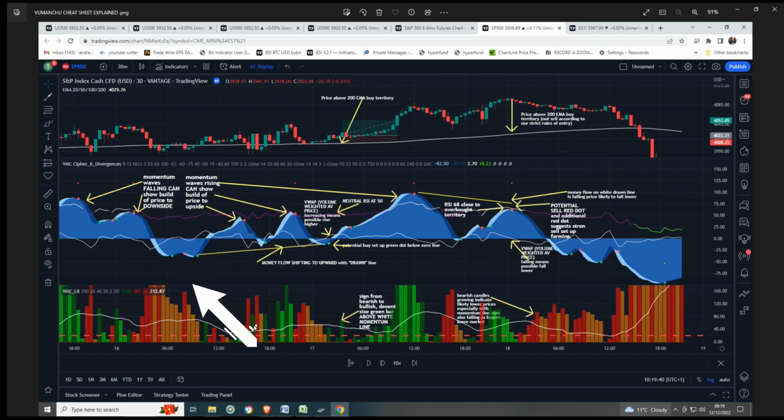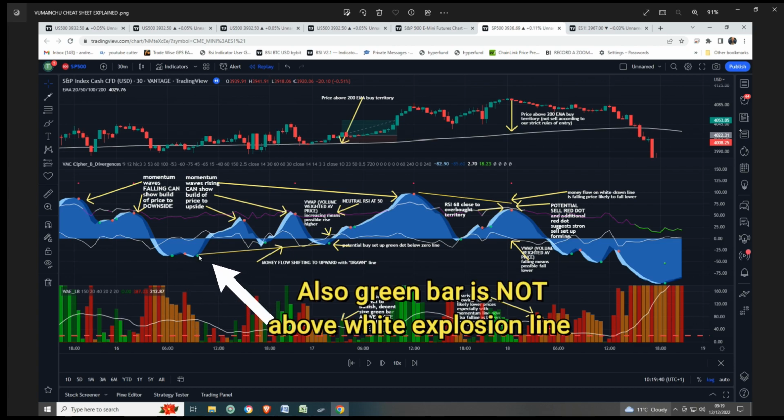It's pretty clear from this that that green dot is not a buy signal, because we've got massive red momentum continuing. So that wouldn't be a qualified buy signal. Neither is that one, because we've got this situation developing.